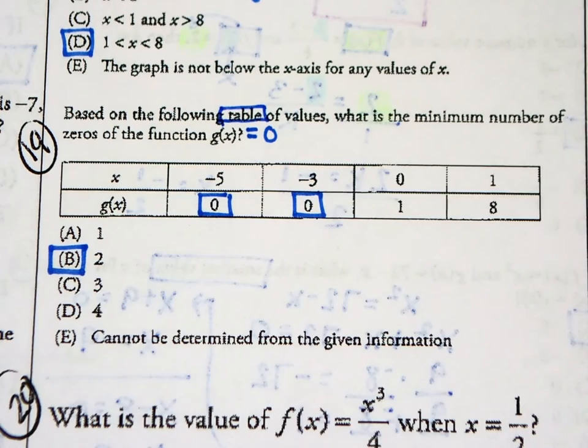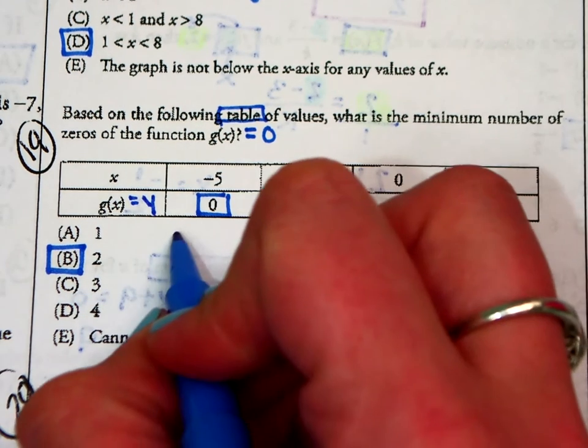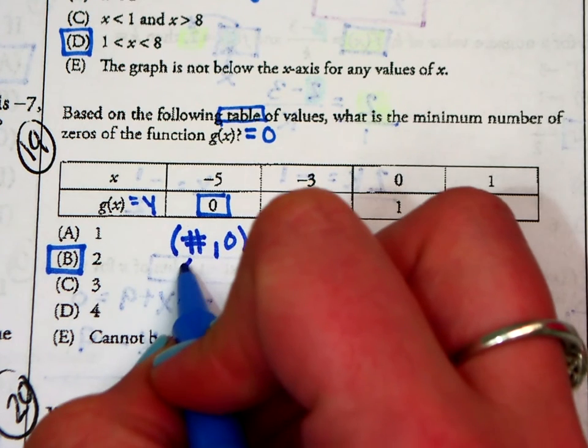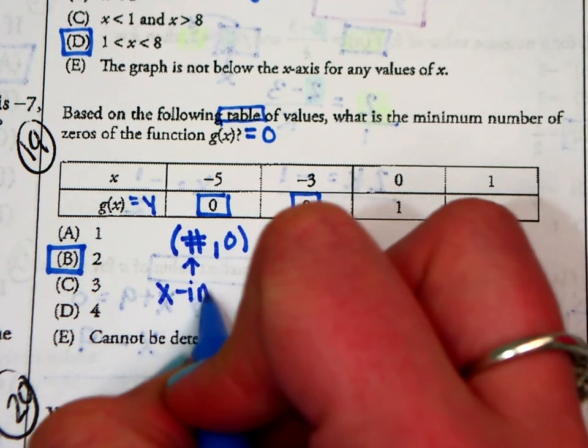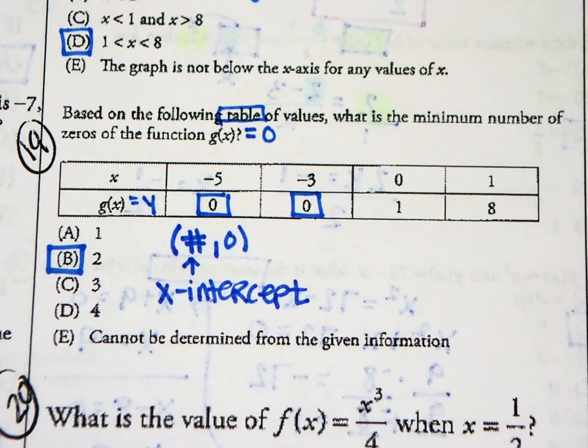So all we have to look at is the table. Remember, the g of x function is y. When y is 0, remember, for an intercept, you have a number, comma, 0. This represents the x-intercept. And the x-intercept is the same as a 0 or a root.